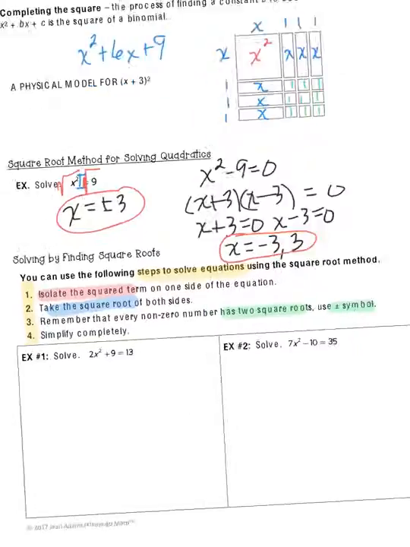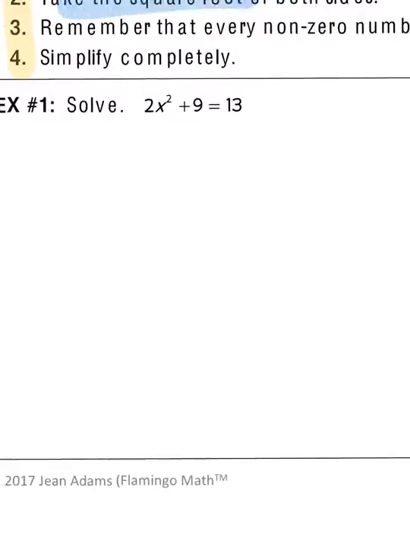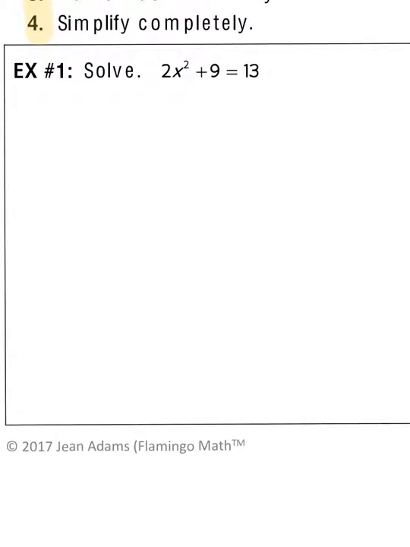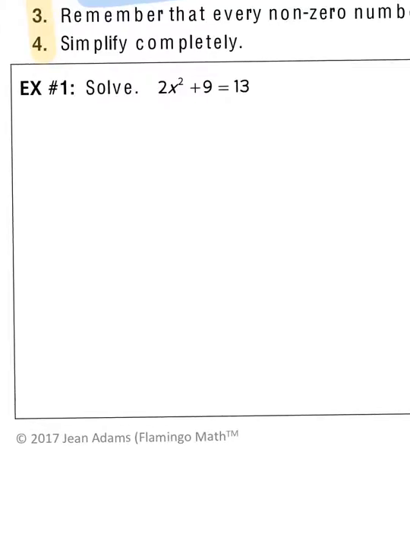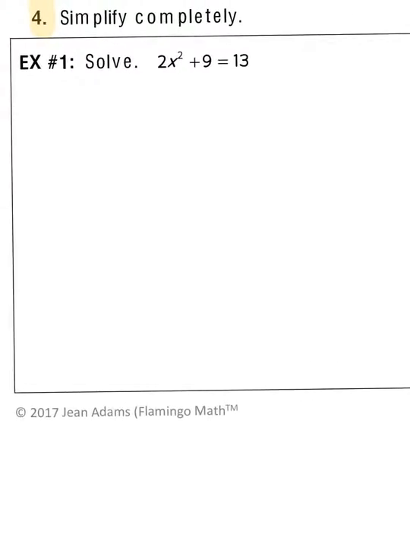So I'm going to make this bigger, and we're going to look at the first example. So here's my squared term. I have no x term, so if I'm going to use the square root method, I need to isolate this x squared. So I'm going to start by subtracting 9 from both sides.